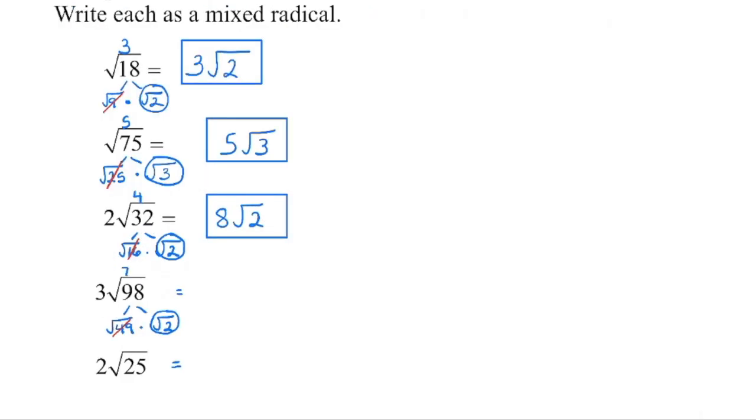This next one here, I know the largest perfect square that divides evenly into 98 is 49. That leaves us with the square root of 2. The square root of 49 is 7, so we're going to pull out a 7, multiply that by 3, so we end up with 21 times the square root of 2.